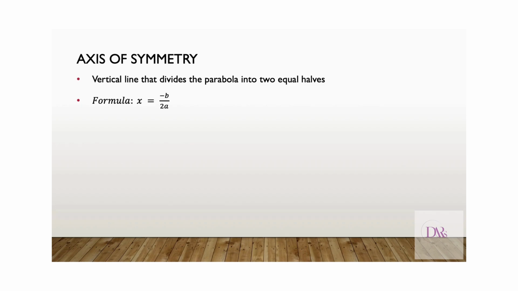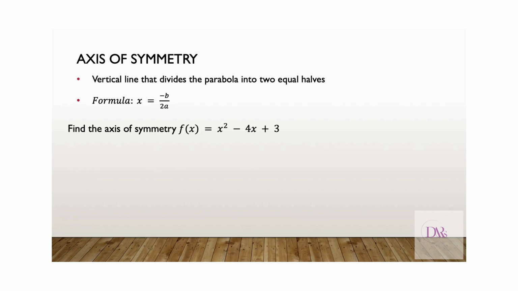Axis of symmetry. This is the vertical line that divides the parabola into two equal halves. The formula that is given is x equals opposite b divided by 2 times a. I say opposite b because we're taking the opposite of whatever value b is, meaning if it is negative, it becomes positive, and if it's positive, it becomes negative.